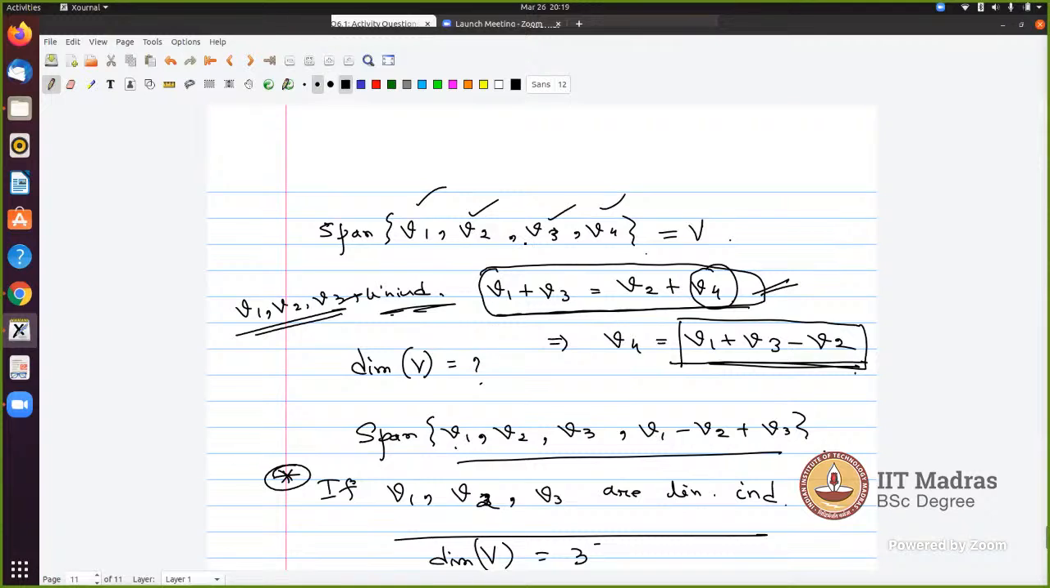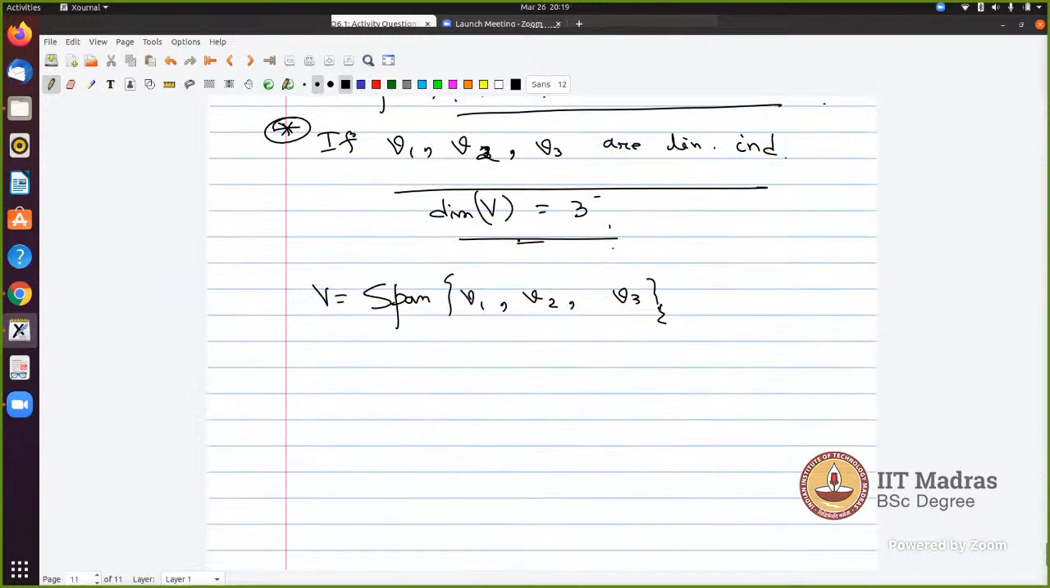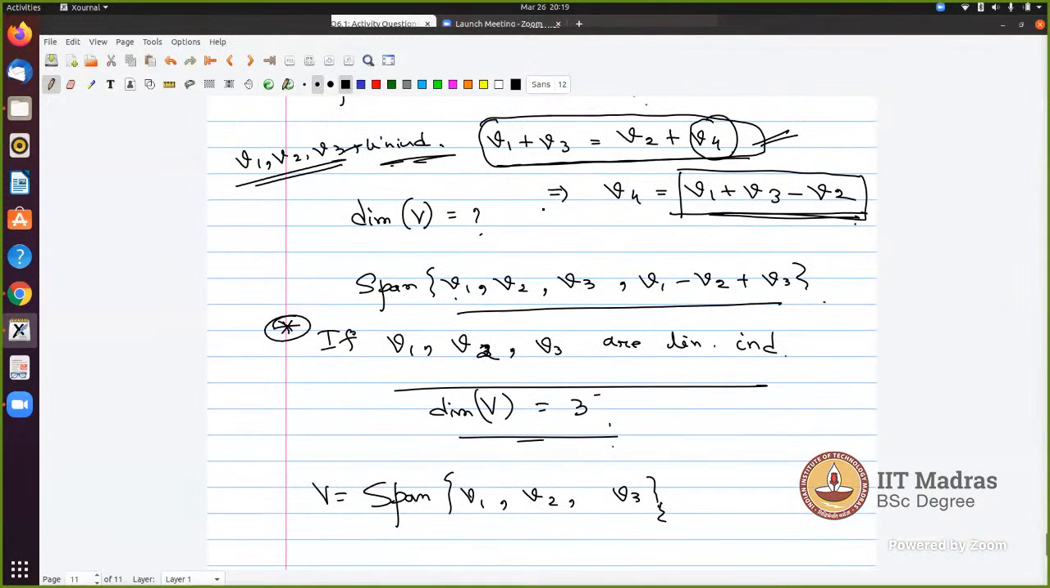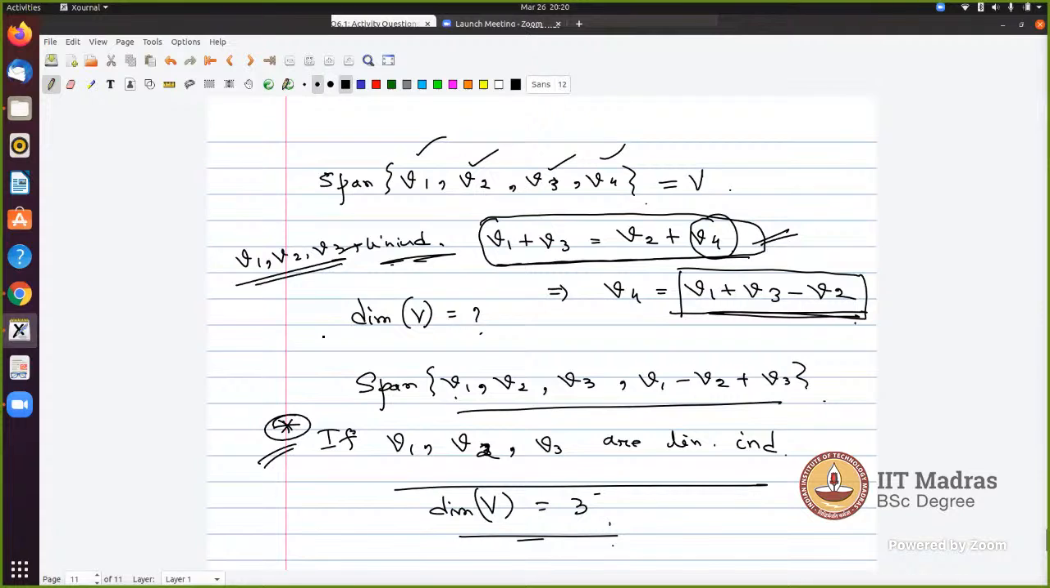We always need three vectors. At a time there can be only one dependent vector and three independent vectors. Exactly. So V1, V2, V3 are linearly independent. I am assuming it. If these are linearly independent, then we can say the dimension is 3.